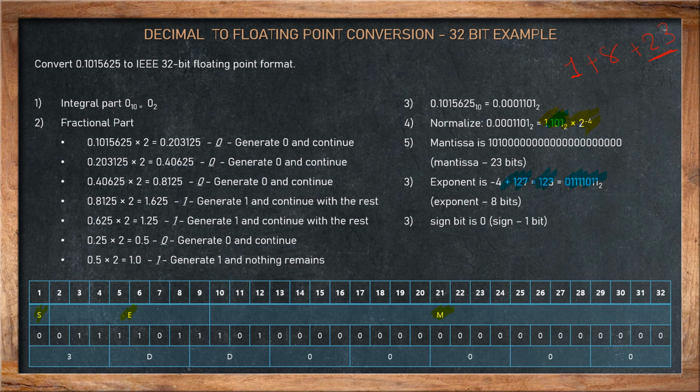So after arranging all the bits, here are your binary numbers, but it's quite a big number, right? So we simply convert it into hexa, and after converting this binary into hexa, we got 3DD00000. So here is how you can convert any decimal into a floating point number for the 32-bit standard. So that's about converting decimal into IEEE 32-bit.